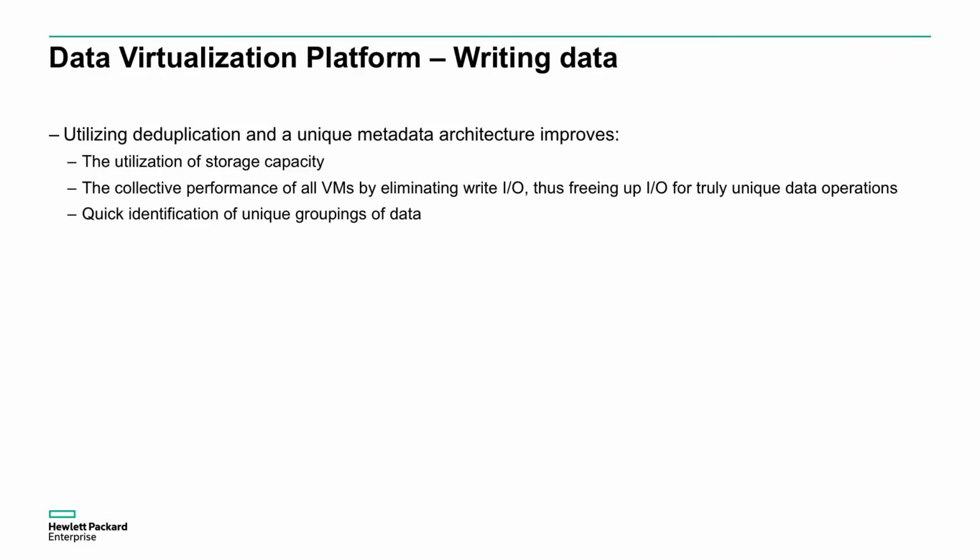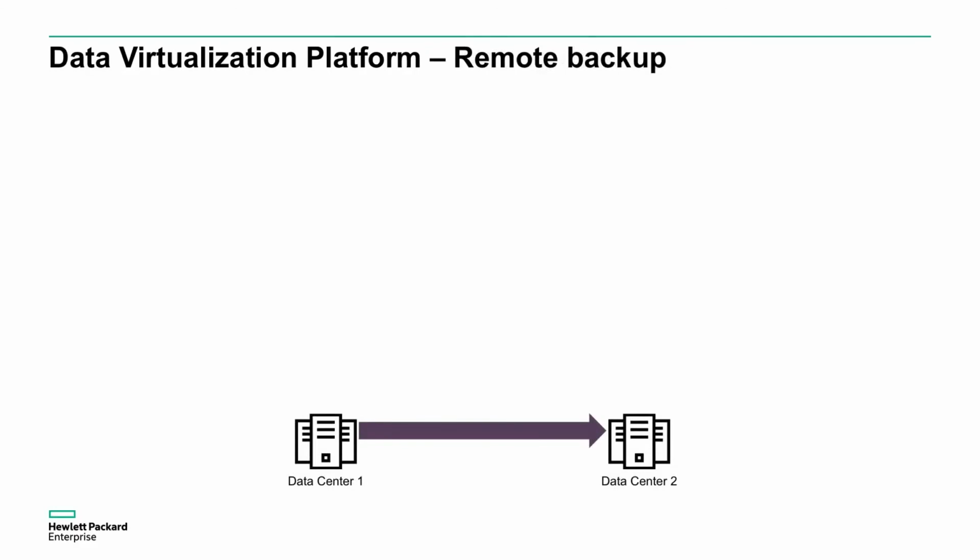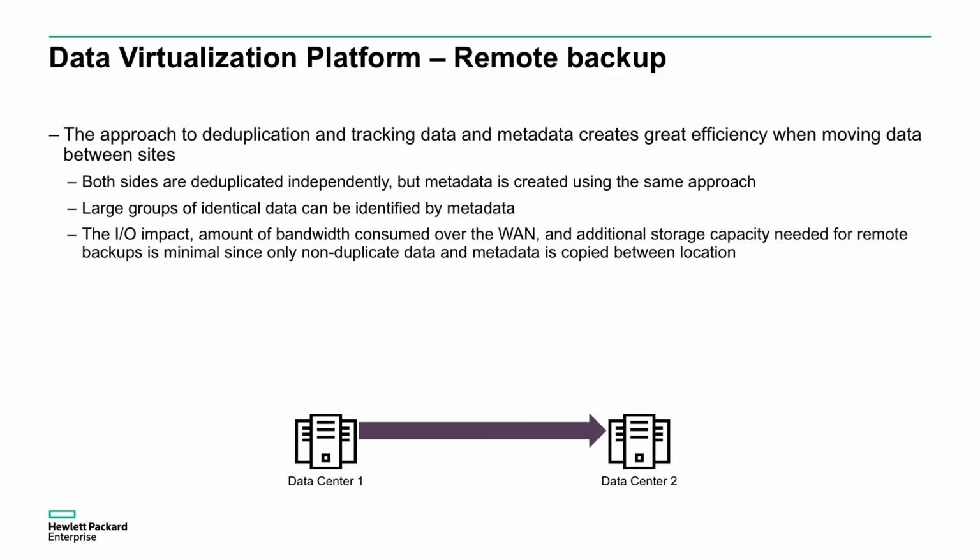This capability will be a key component in the next section as we discuss how data is transported between data centers. Moving data between data centers becomes a very lightweight operation when data is managed like this. While both sites are deduplicated and managed independently, the metadata is created in the same way, making it easy to compare data between sites by sharing metadata.